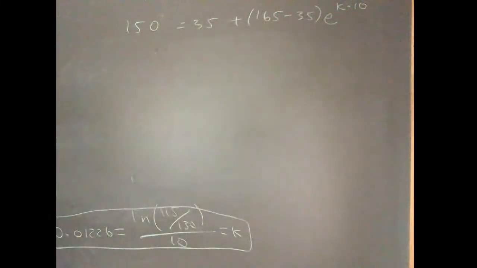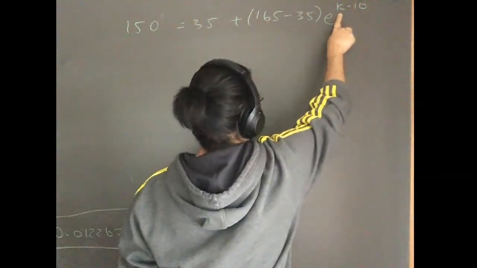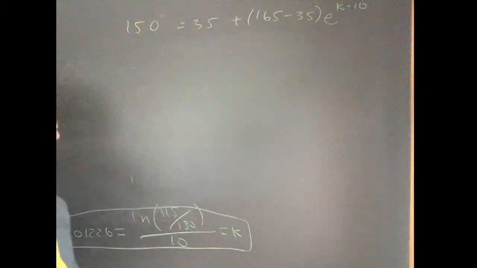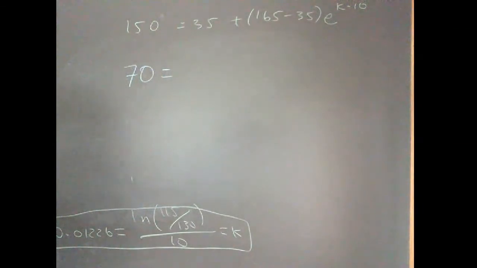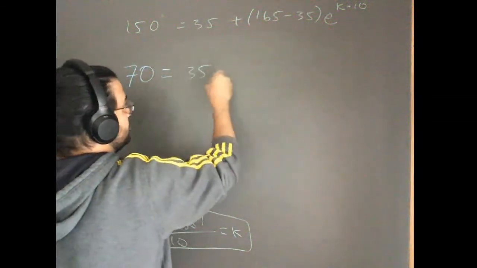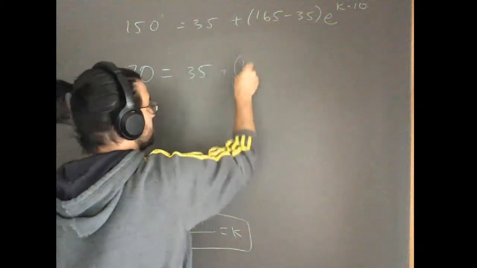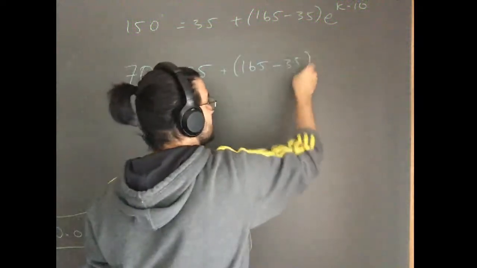Just coming back to this equation, this is what happened when t was 10. We didn't know what the k was at this point, but we knew it was 150 degrees. In the new setup, we have to make sure that it's 70 degrees. We're interested in when the cheesecake is going to be 70 degrees. So when is the temperature 70? The surrounding temperature is still 35 degrees because we're in the fridge. 165 is still the initial temperature that we took the cheesecake out at.